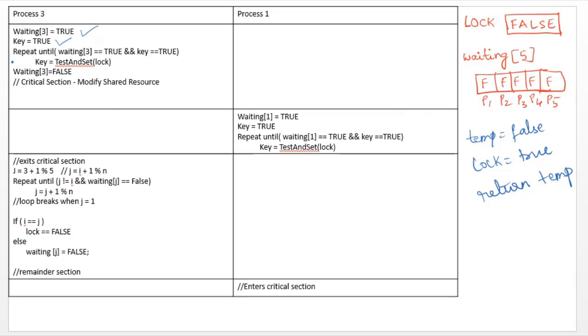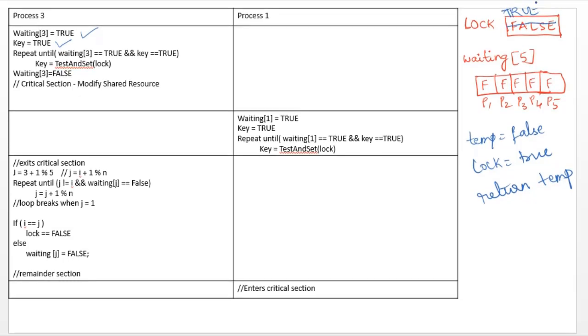And what is the significance? When the key value received is false, that indicates that process P3 has successfully acquired the lock. Now lock value is true. And after acquiring the lock, what will it do? It will make waiting of 3 false because it is no longer waiting to enter the critical section. It has acquired the lock. It is modifying a shared resource by executing its critical section.